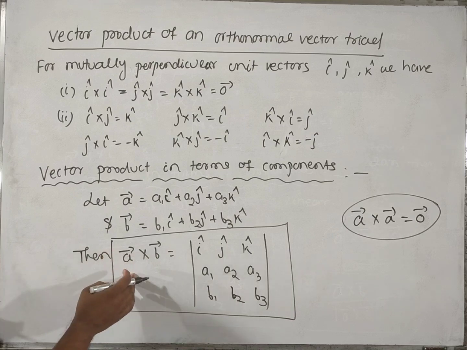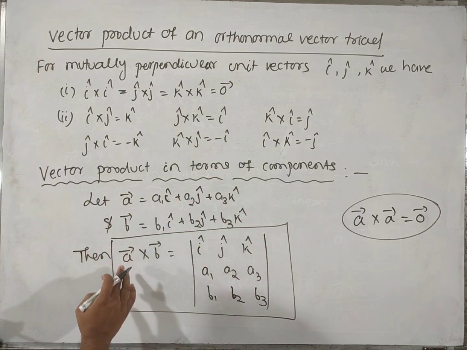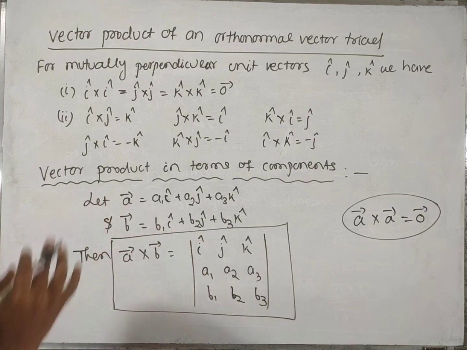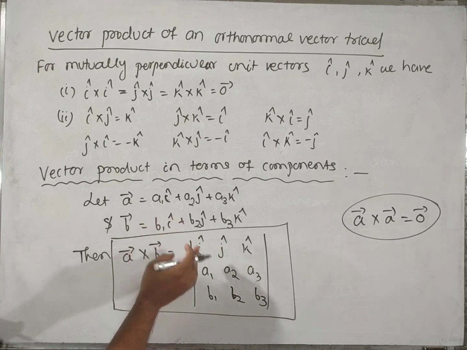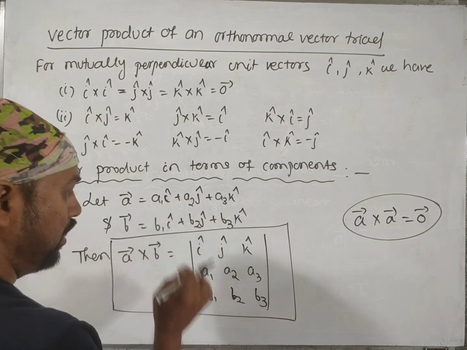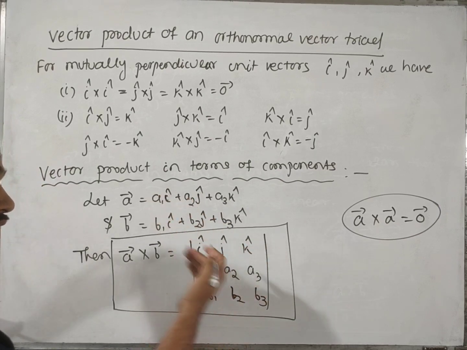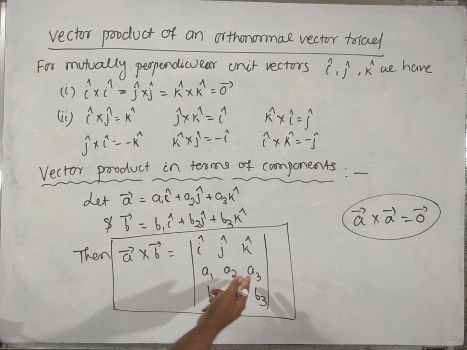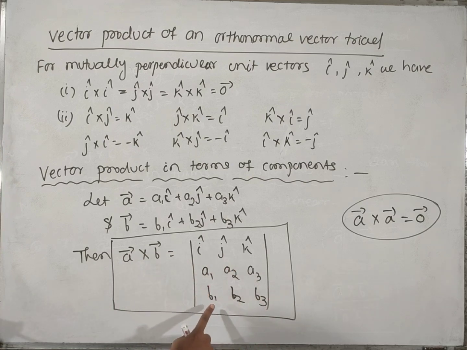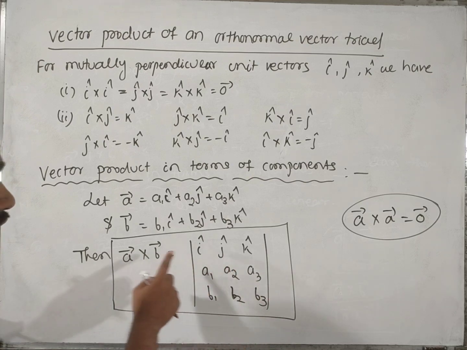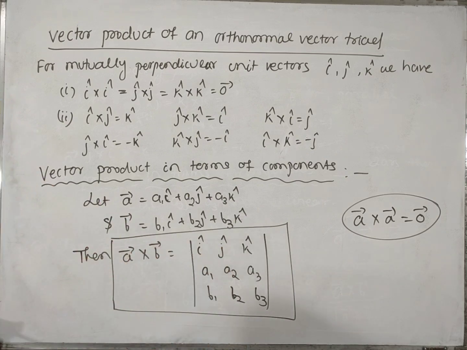Now it is time to find the very important result, the vector product of A vector and B vector, which is represented in terms of determinants. It is represented by the determinant of i cap, j cap, k cap, the three unit vectors, and then the coefficients of the unit vectors of A vector, A1, A2, A3, and then the coefficients B1, B2, B3 of the second vector. And it is the most important formula for the problem section.